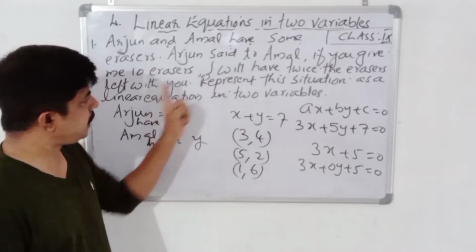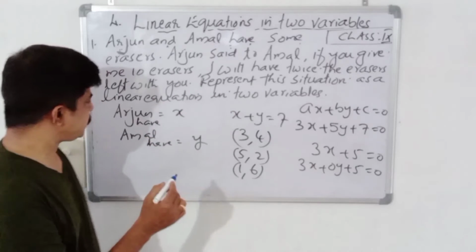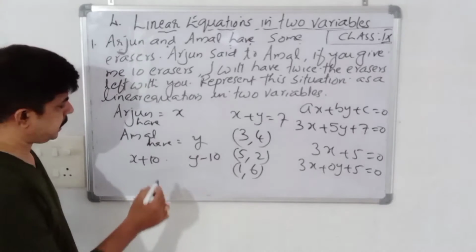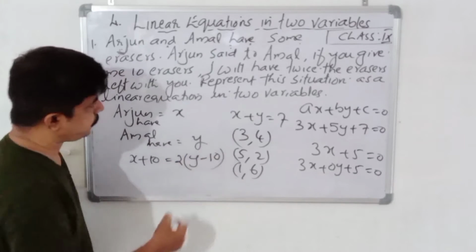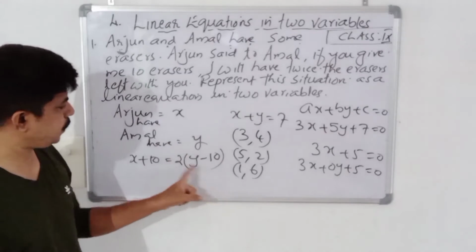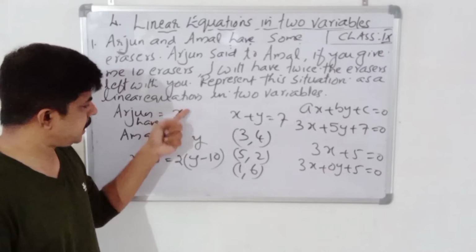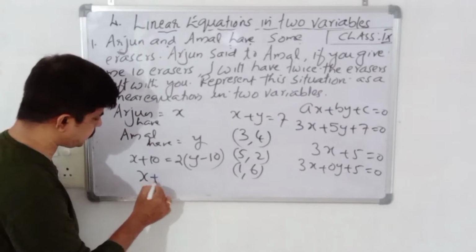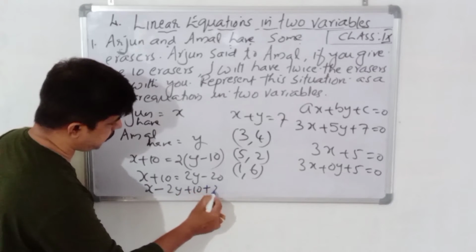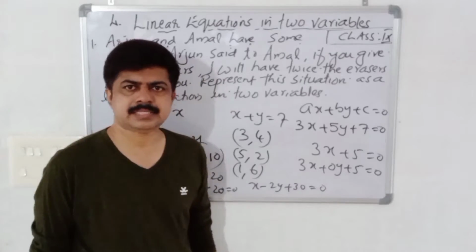Then according to the question, Arjun will have twice the erasers left with Aman. That means Arjun gets 10 erasers more, and from Aman 10 erasers are decreased. Then according to the question, x plus 10 is equal to 2 times y minus 10. With you means Aman has y minus 10, Arjun has x plus 10. His erasers increase, his erasers decrease. Now when we open the bracket, x plus 10 is equal to 2y minus 20. Therefore, x minus 2y plus 10 plus 20 is equal to 0. Therefore, the equation is x minus 2y plus 30 is equal to 0.